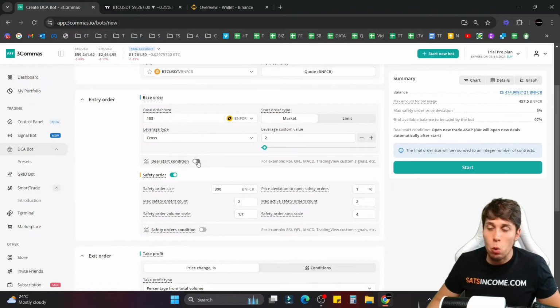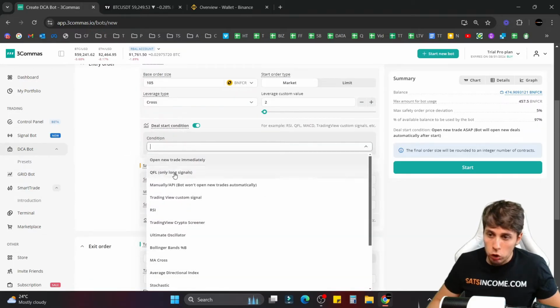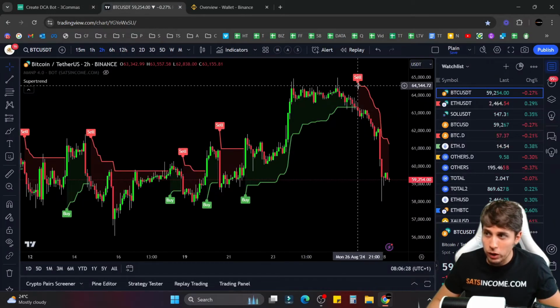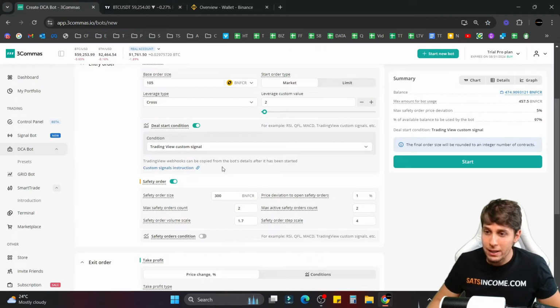The next thing, which is quite important, is for you guys to enable this deal start condition, because that's where we're gonna select the option for the bots to be using signals from our TradingView indicator, right? So you're gonna open this menu and you're gonna select TradingView custom signal. This will again allow us to connect the bot to our TradingView indicator. So basically when the indicator sends signals, the bot will be executing this signal.